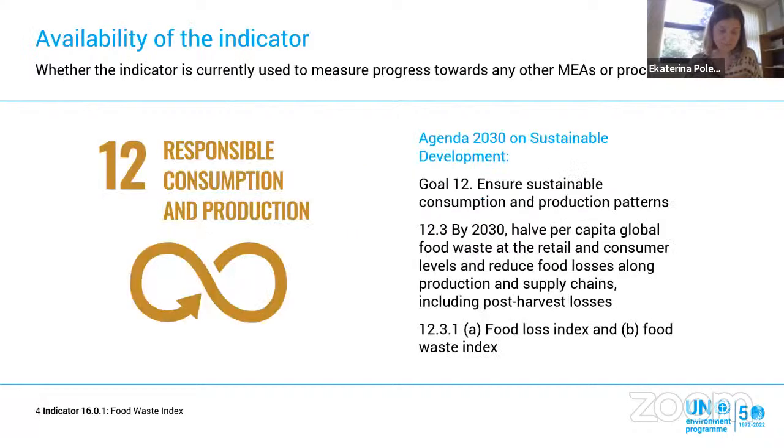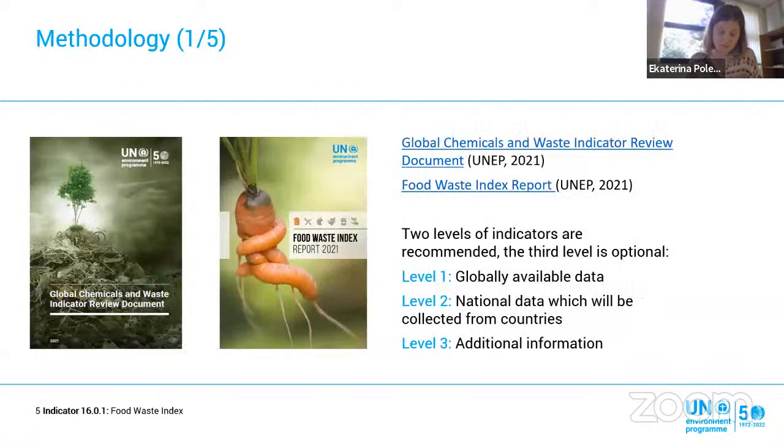Next slide, please. Regarding global initiatives, the Food Waste Index is used for the monitoring of the Agenda 2030 on sustainable development, in particular Goal 12, responsible consumption and production. Next slide, please. The methodology for the indicator was published by UNEP in 2021. The Global Chemical and Waste Indicator Review document gives a general overview, whereas the Food Waste Index report is a more detailed document and contains country data.